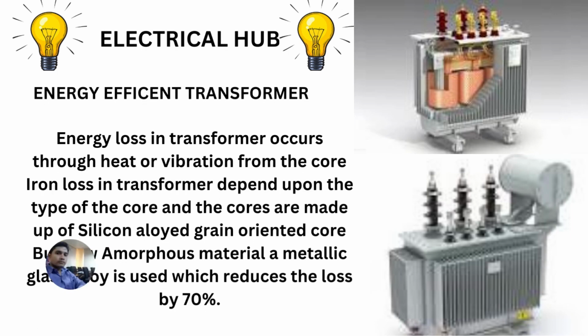Energy efficient transformer. Energy loss in the transformer occurs mainly due to the heat or vibration from the core. Iron loss in a transformer depends upon the type of the core. Previously the cores were made up of silicon alloyed grain oriented core, but now amorphous material, a metallic alloy, is used, which reduces the loss by 70%.